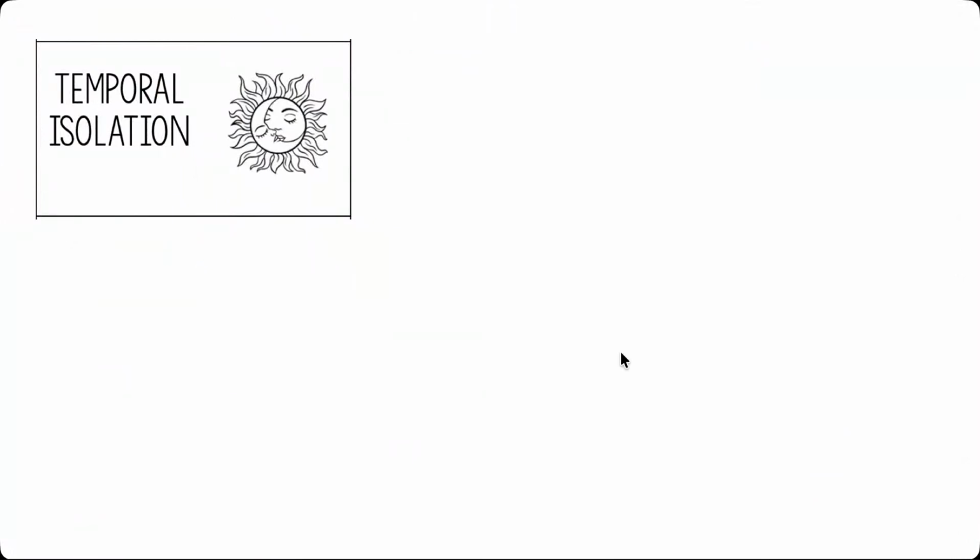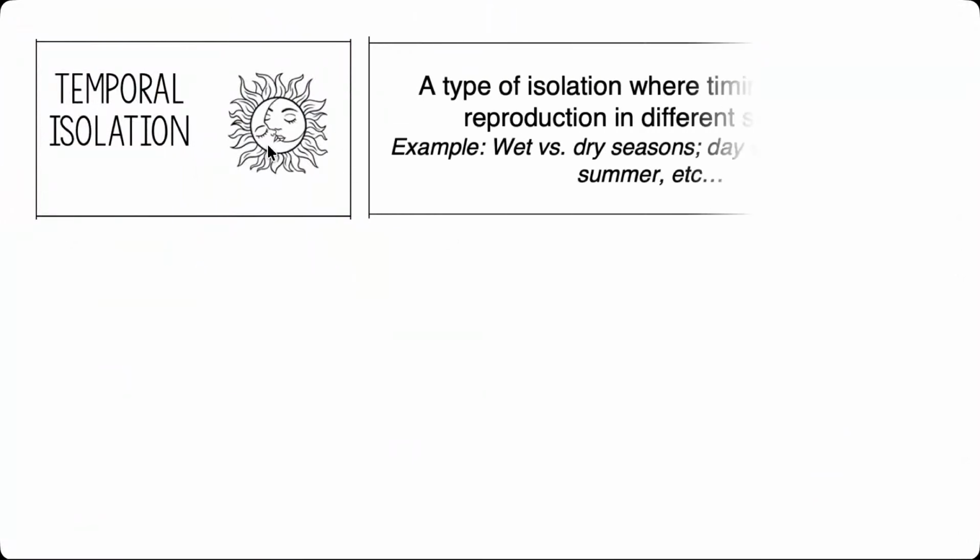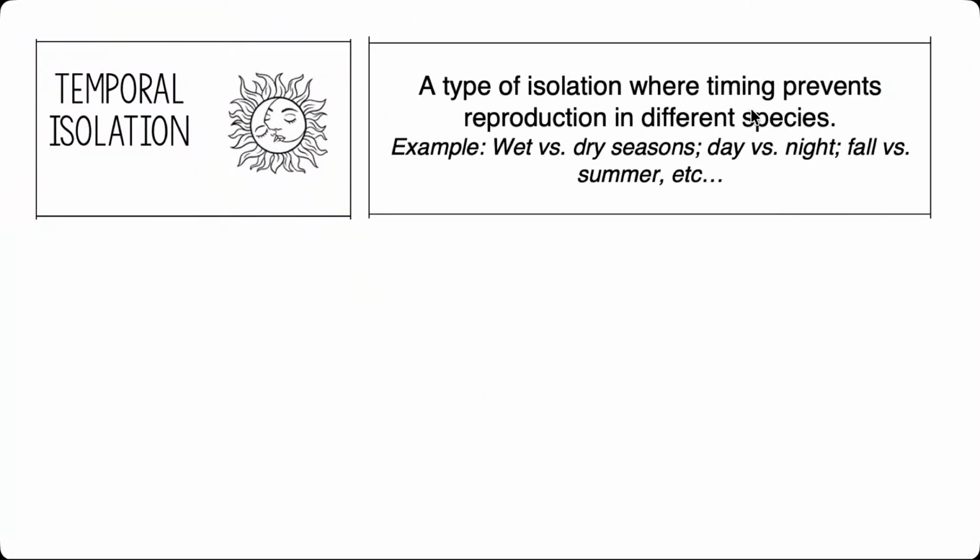Temporal isolation. So temporal means time. It's where timing prevents reproduction. So it can be different seasons, wet versus dry. It can be day versus night. It can be fall versus summer. There's a lot of different organisms that reproduce at certain times of the year. And so because of that, they're not able to mate. Even though they're very closely related, they're unable to mate with one another because of these things.